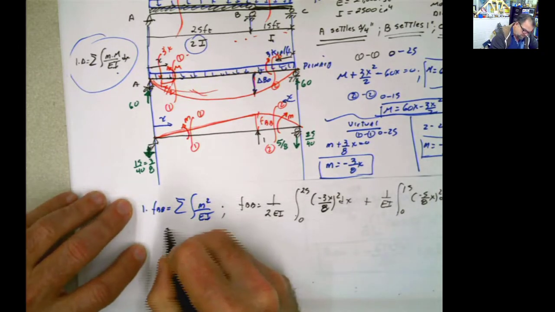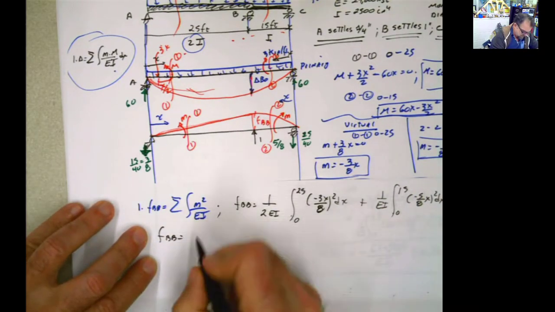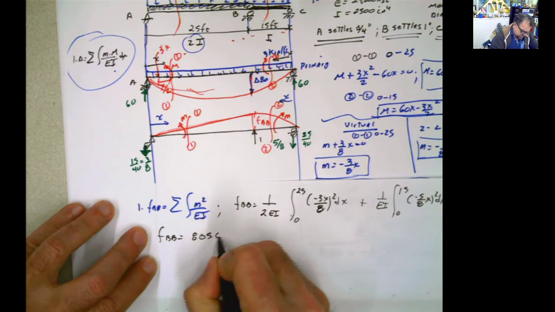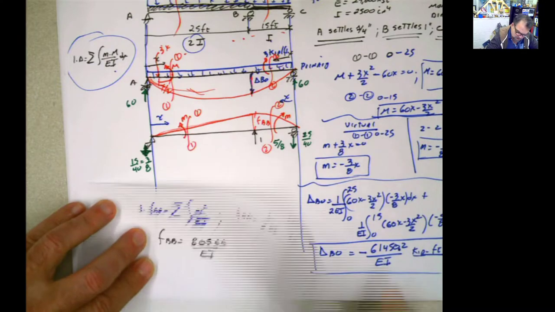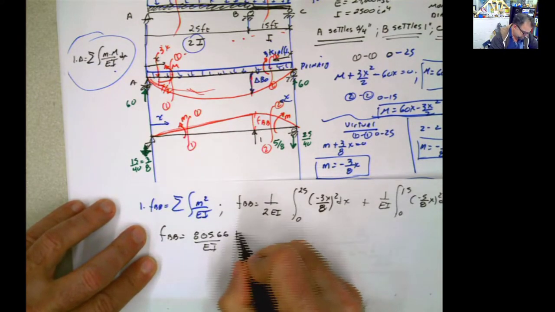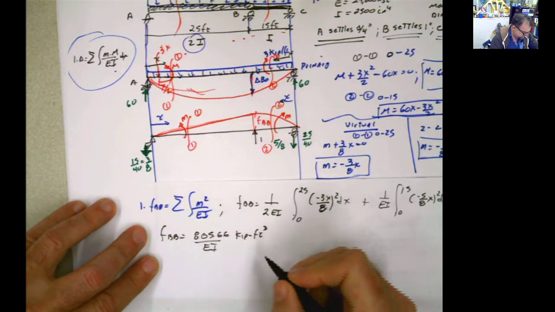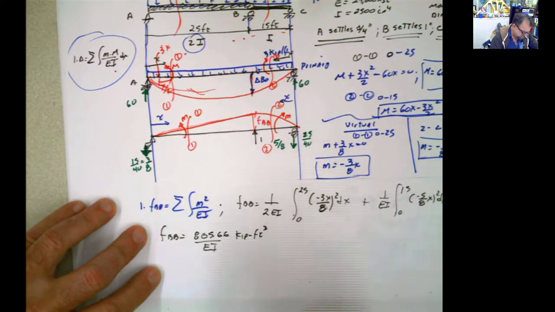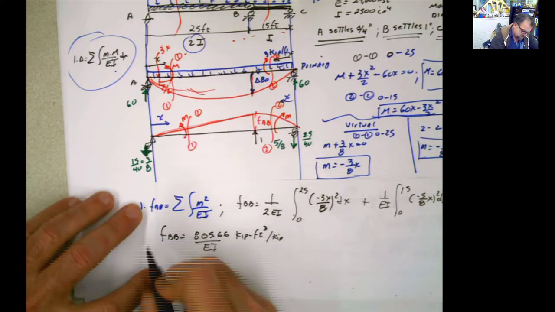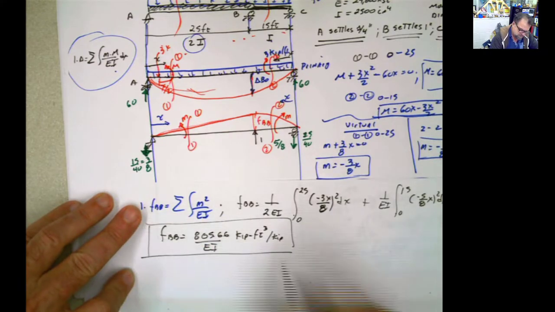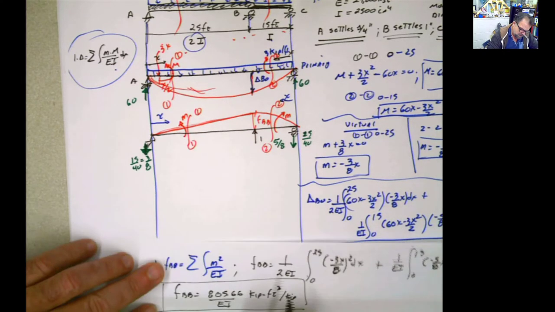So when you solve for FBB, FBB is going to be equal to 805.66 divided by EI. And the units are kip cubic feet also, per every kip of load. Yeah, per kip of load, because that load was one. Okay, now I have delta BO and I have FBB.